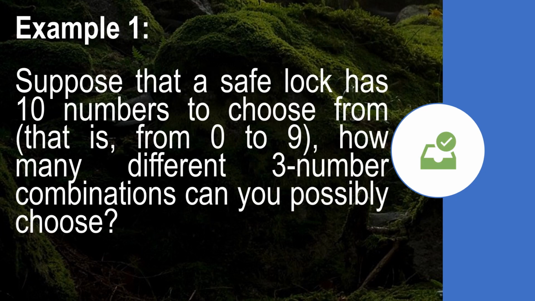Halimbawa, suppose that a safe lock has 10 numbers to choose from, that is, from 0 to 9. How many different 3-number combinations can you possibly choose? So, dito sa problem na to, ano ang value ng n natin? So, yung 10 ang value ng ating n kasi meron daw tayong 10 choices. From 0 to 9, meron tayong 10 choices. Ano naman ngayon ang value ng ating r? We have 3 as the value of r. Bakit 3? Kasi tatlong number lang ang kailangan natin para sa ating combination lock.